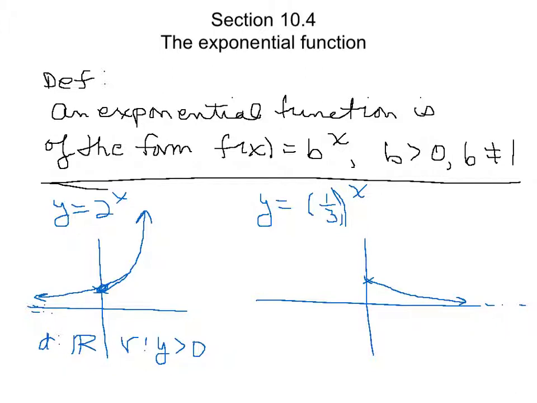And how about 1/3 to the minus 5? That means 1 over 1/3 to the 5, which is the same as 3 to the 5. So in that case, it gets big in this direction. It's kind of flipped over the y-axis. But the domain is still all reals, and the range is still y greater than 0. So those are two examples. This is where the base is bigger than 1, and this is where the base is between 0 and 1. They both have those characteristic shapes.